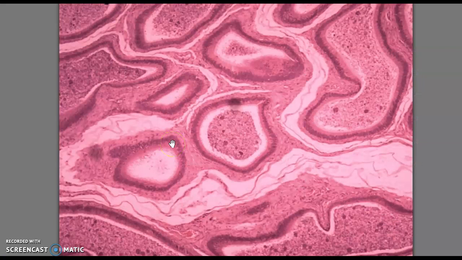This is the epididymis under scanning power. And what you can see is there's lots of these coiled tubes. It's actually apparently one long tube. I read online it could be up to 6 meters long. And the little tiny sperm are in the center here.